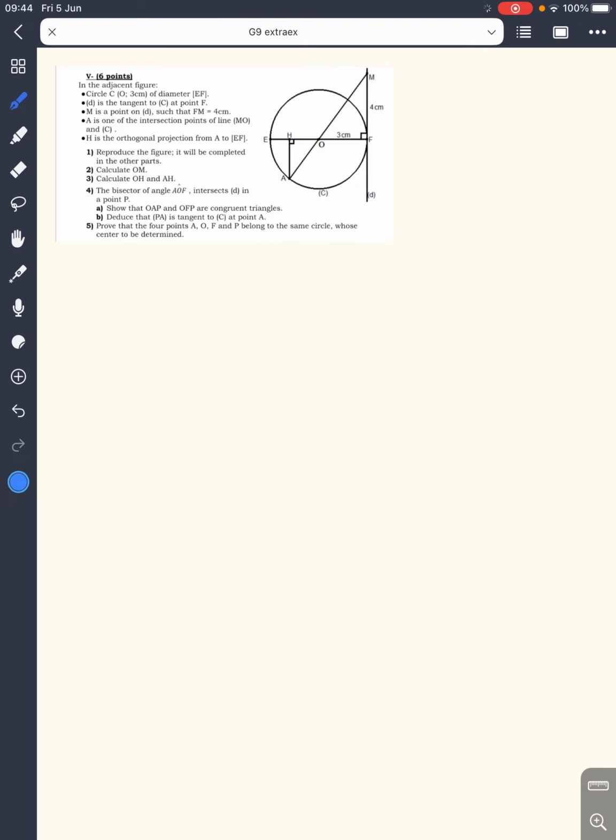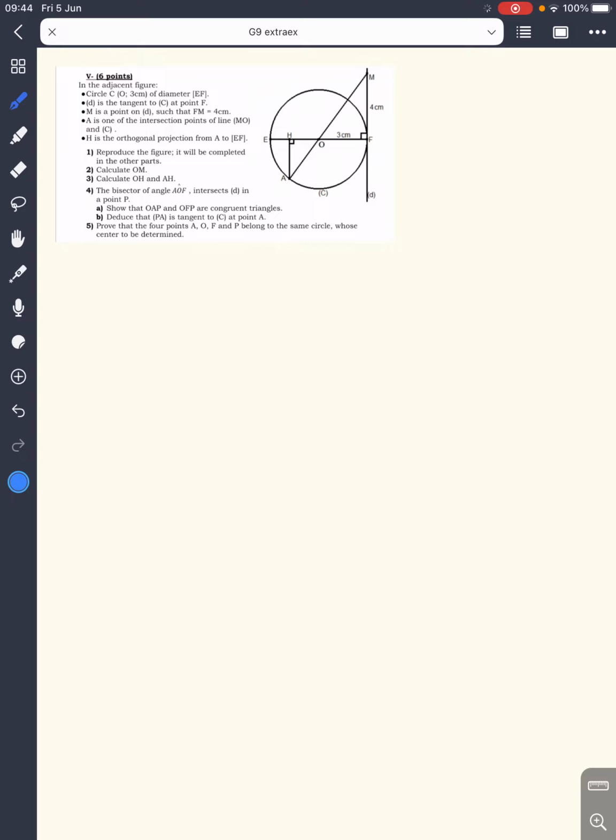Its diameter is EF, and we know that radii of the same circle are equal, so OF equals OE equals 3 centimeter equals OA here. M is a point on D such that FM equals 4 centimeter. D is tangent to C at point F. Tangent means it's perpendicular to the radius at point F, making a right angle. So angle FO is 90.